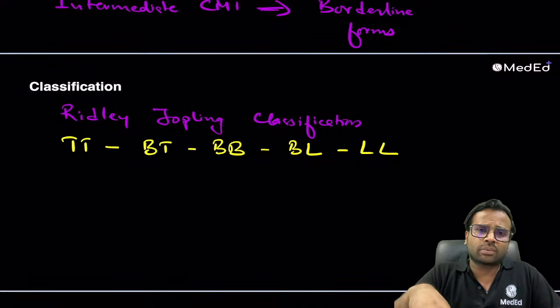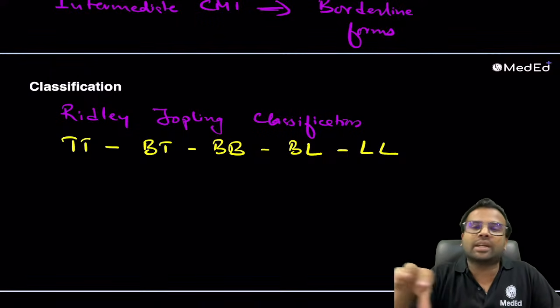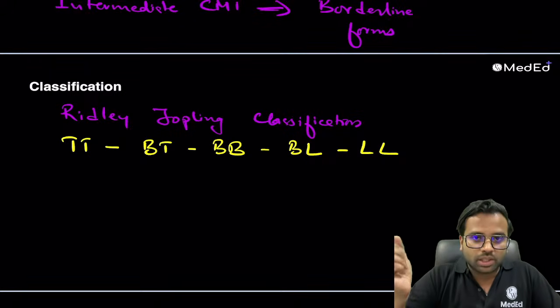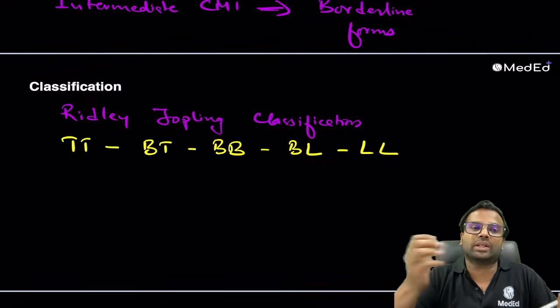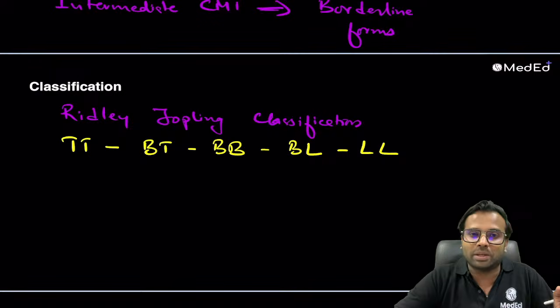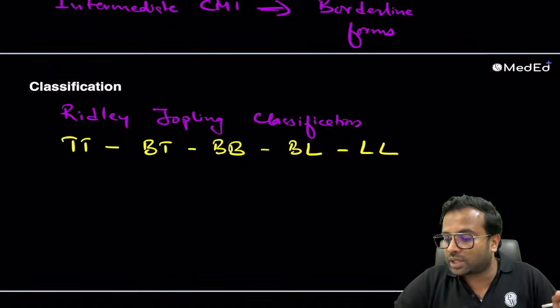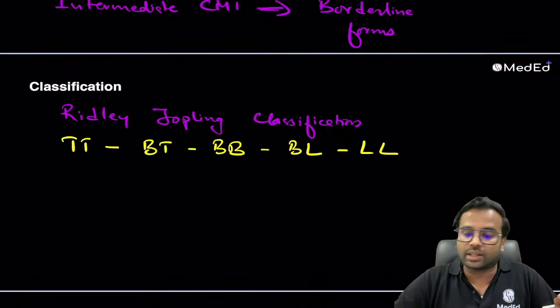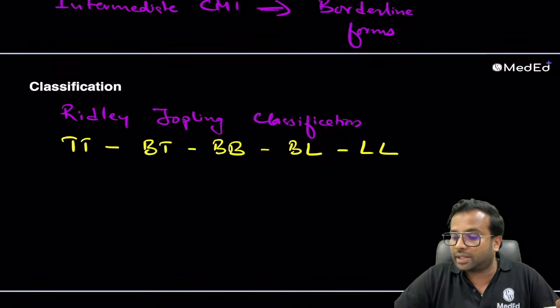In today's discussion we'll be talking about each and every type, what features the patient will present to you with, and how you identify BT or BB. All those things we'll try to understand today. Very good, Usman. It's called the Ridley-Joplin classification. I completely agree with you.